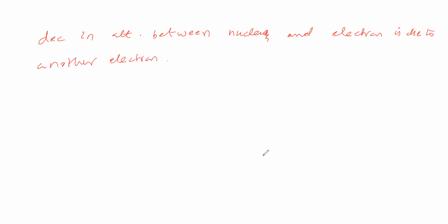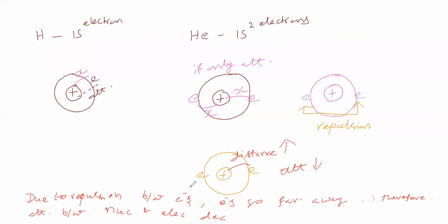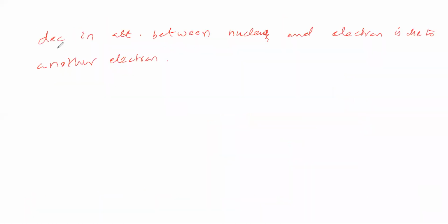That decrease in attraction between nucleus and electron is due to another electron. Because this electron is repelling this one, it goes far away from the nucleus. Therefore, attraction is decreased. Similarly, this electron is repelling that electron. Because of the right side electron, the left side electron goes somewhat far away. Therefore, the left side electron is getting somewhat less attraction from the nucleus due to the right side electron. So the decrease in attraction between nucleus and electron is due to another electron.